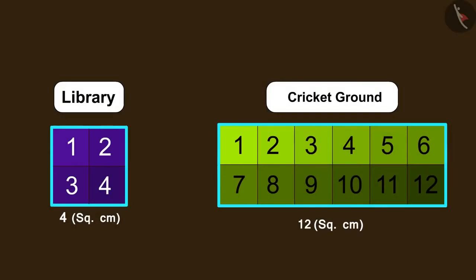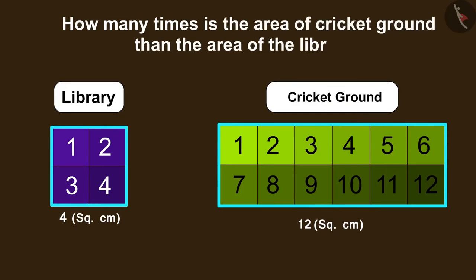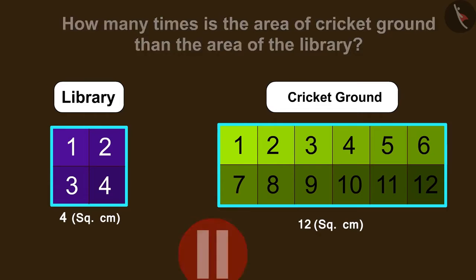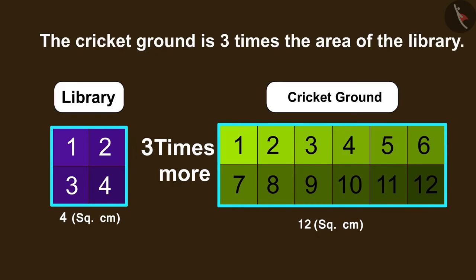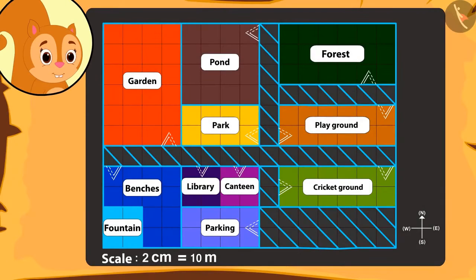So, now can you tell how many times is the area of the cricket ground more than the area of the library? You can pause the video to find the answer. Absolutely correct, children. The area of the cricket ground is 3 times the area of the library. Chanda is surprised to know how big the cricket ground is.